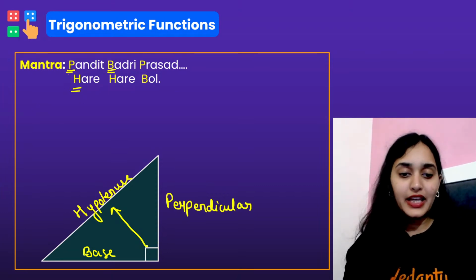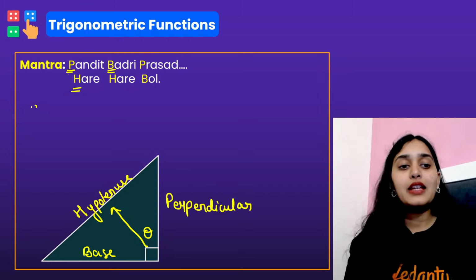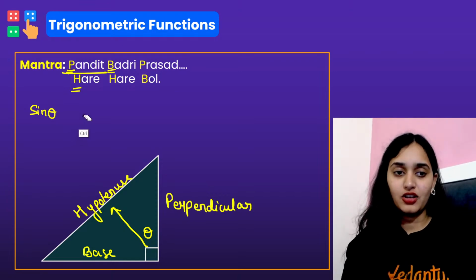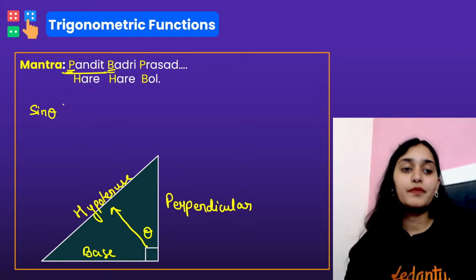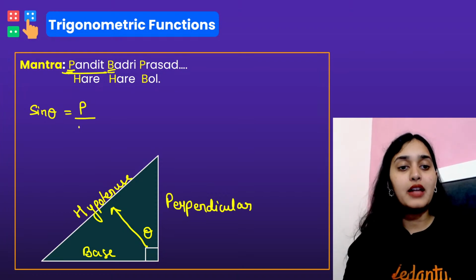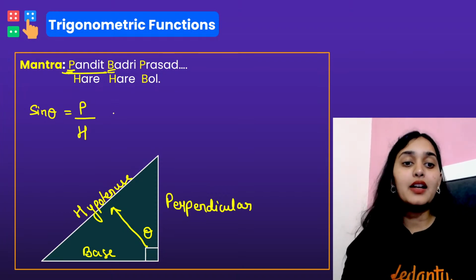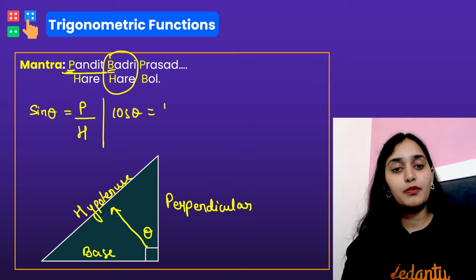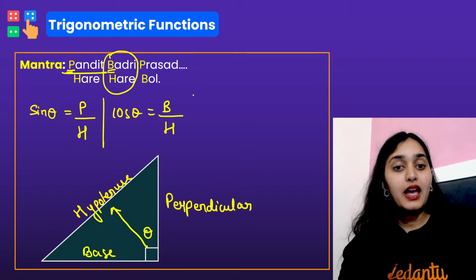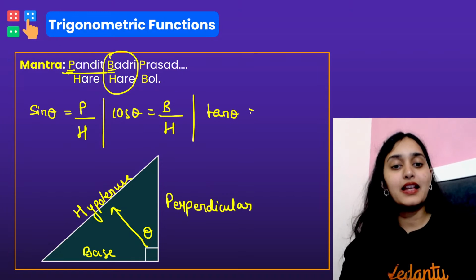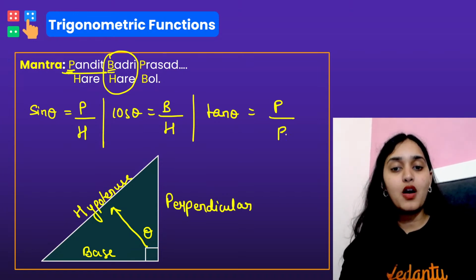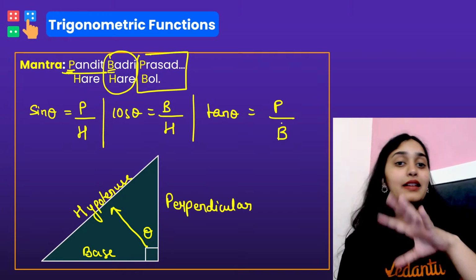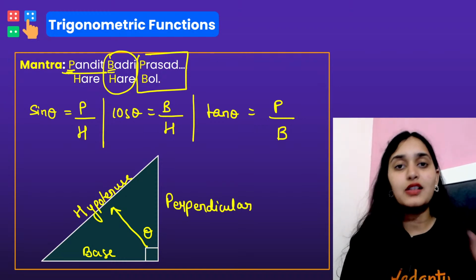For example, if this angle is theta, then sine theta is P upon H. What is P upon H? Perpendicular upon hypotenuse. Similarly, cos theta is B upon H, base upon hypotenuse, and tan theta is nothing but perpendicular upon base, P by B. These are the basic trigonometric functions and ratios that we use.